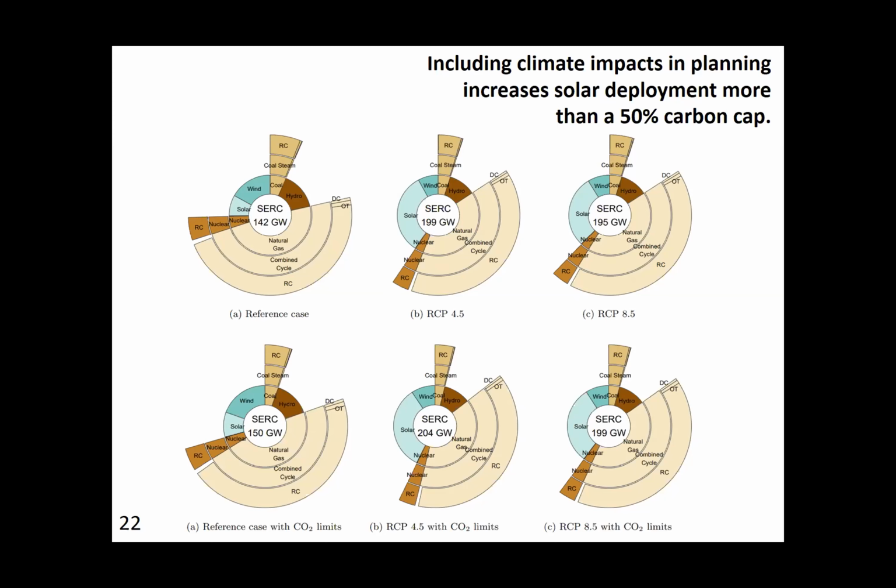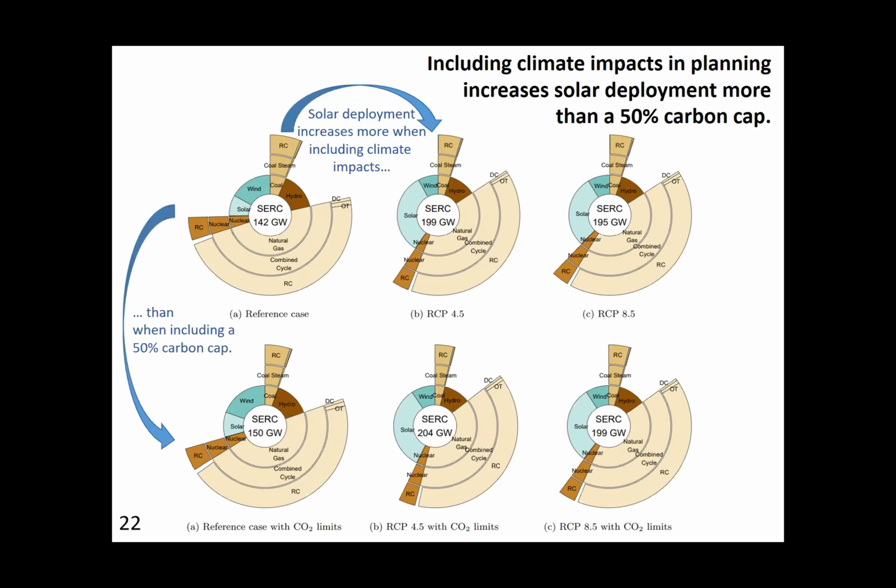So we took those same plots that I showed you, where I'm just putting them top and bottom. At the top, we see our climate impacts. And when we plan for a climate future, we build a lot more solar, right? We saw that big wedge of solar increase into the future. And we actually build more solar when we plan to adapt to climate change than what we saw if we just try to meet a 50% carbon cap.